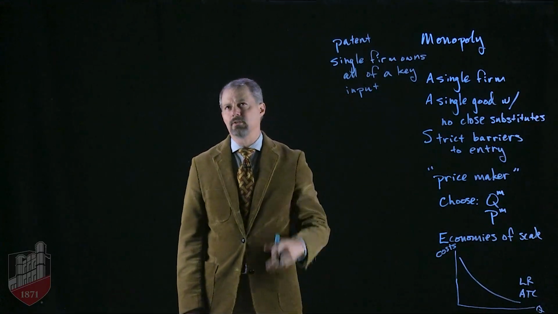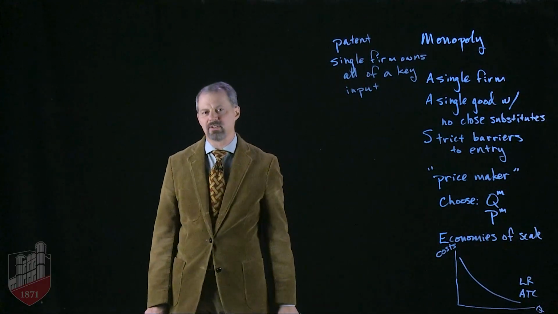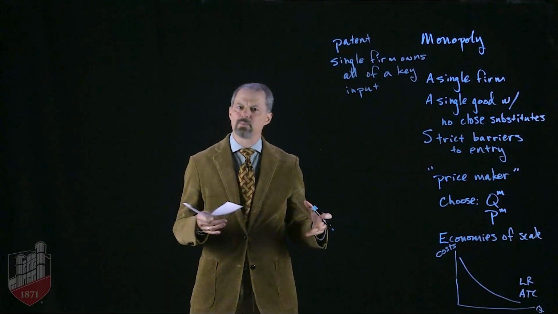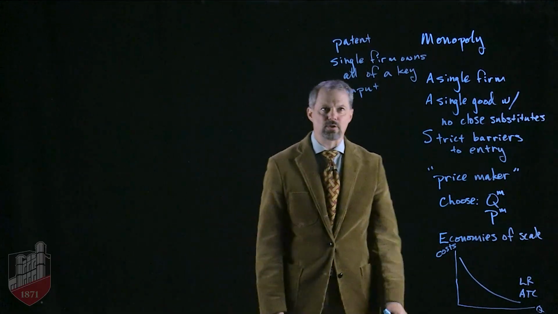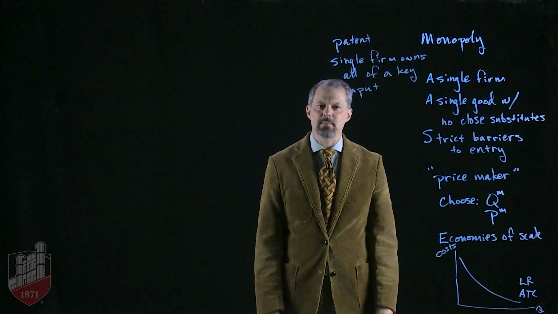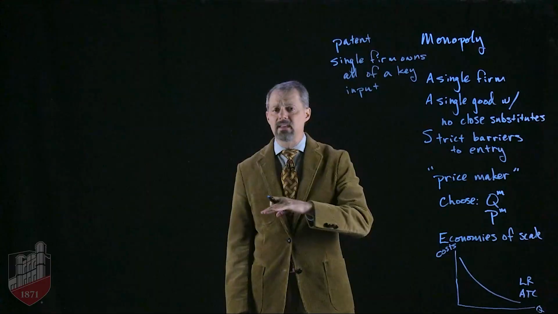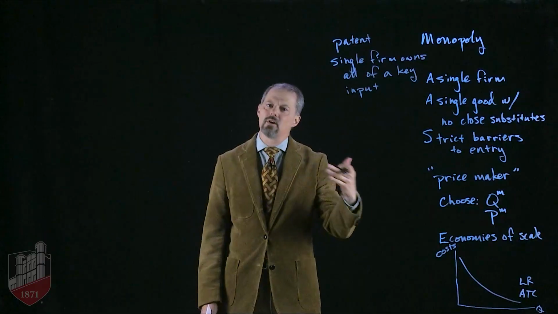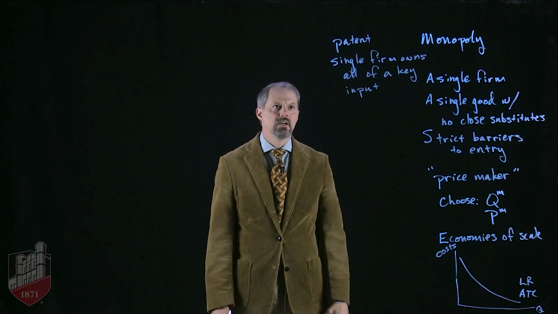Another example that you a lot of times will see in an economics textbook would be De Beers Diamonds. De Beers owns a vast majority of the diamond-producing mines. Not all, but enough that for all practical purposes, they're a monopoly. So if you buy a diamond, you're buying a De Beers diamond. You could buy that diamond from any of a million different retailers, but they're all coming from De Beers, typically, or the vast majority of them are.